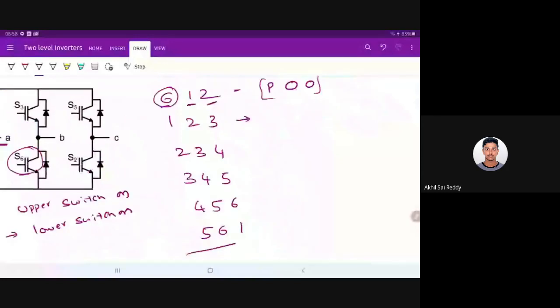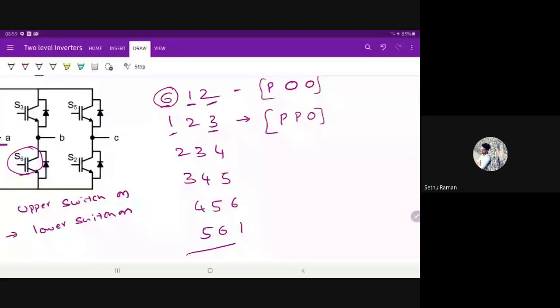Similarly, we will complete this one. So 1, 2, 3. 1 is corresponding to A phase, so the upper switch is on. So that is P. 2 is corresponding to C phase, and 3 is the upper switch. So that is PP0. This is correct? Yes, sir.